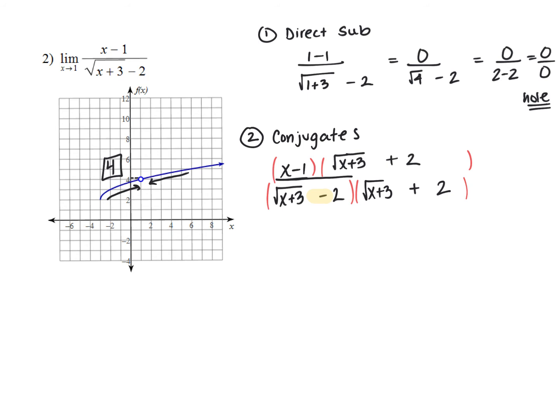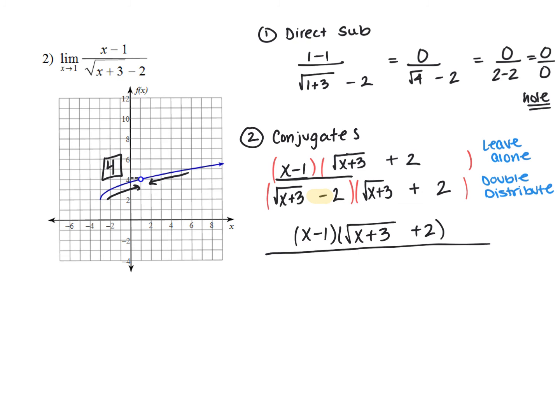Now, if we write down the process, we're going to leave the top alone, and we're going to double distribute the bottom. Why? Because we're double distributing where the conjugate pair is, and we're leaving alone the other piece. So I am going to rewrite the top, x minus 1 times radical x plus 3 plus 2. And now let's double distribute that bottom. So the first piece will be radical x plus 3 times radical x plus 3.